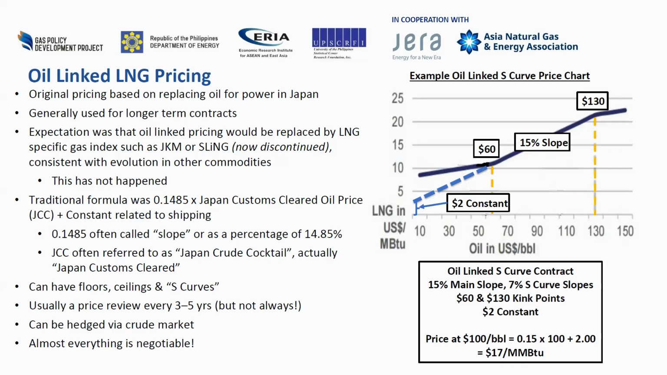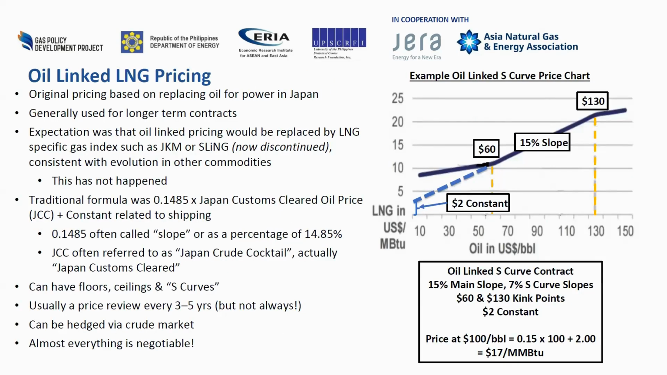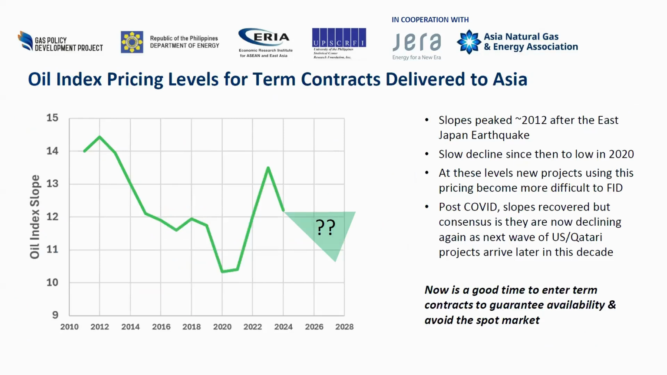So the view was this was going out of fashion, but it really hasn't. It's back with a vengeance. Before I go on to that, if you look at that 15% slope, that's just an example. So if you look at where those slopes have been for the last decade, you can see this is 2012. They were in the sort of 14 range. This was the end of that Australian boom I mentioned, and they really started to decline pretty much all the way through to COVID.